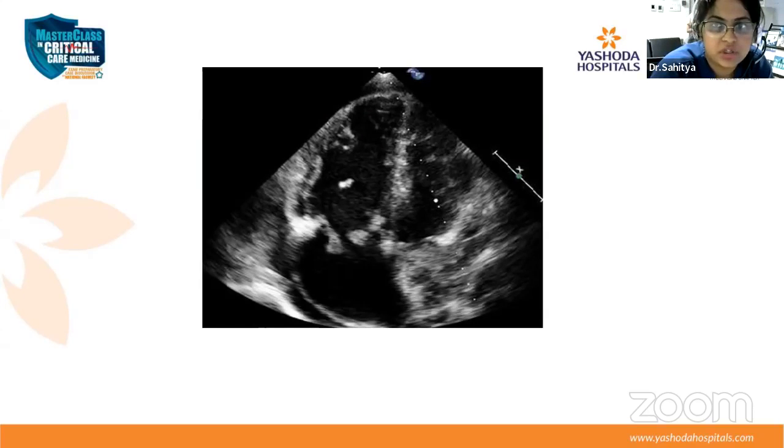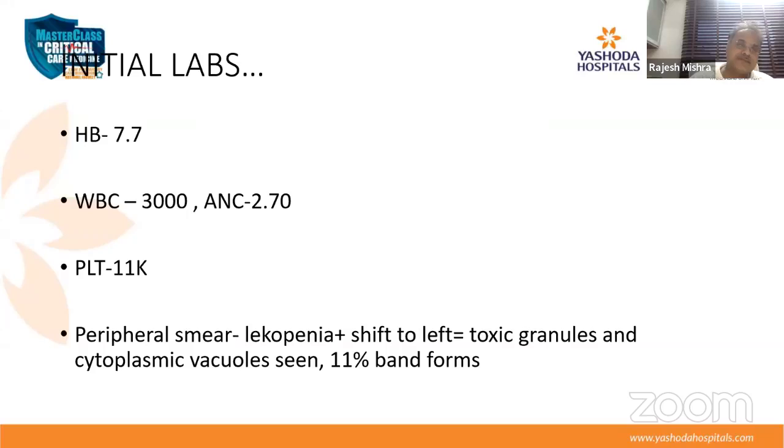Liver function test, the total bilirubin was 1.1. The slide is not moving for me. It's moving for you. Okay. Yes, fine. These were the hemoglobin, WBC, platelets, and the peripheral smear reports.